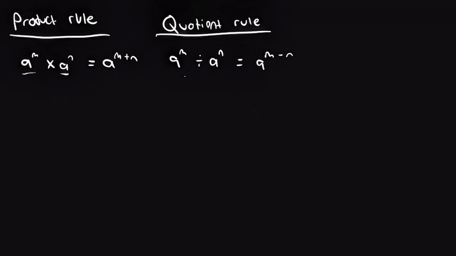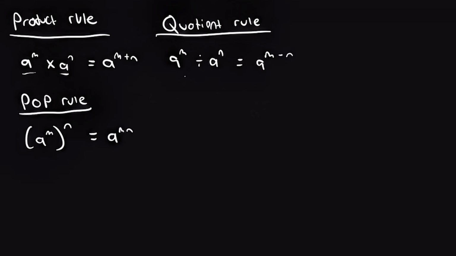Next, I'll be going over the power of a power rule. So power of power rule, I'll just call it the pop rule for short. So let's say you have a to the m in brackets all to the power of n. So this is just equal to a to the m times n. So this only applies if you have exponents that's getting exponented again, which I don't know if that's the right word, but whatever.